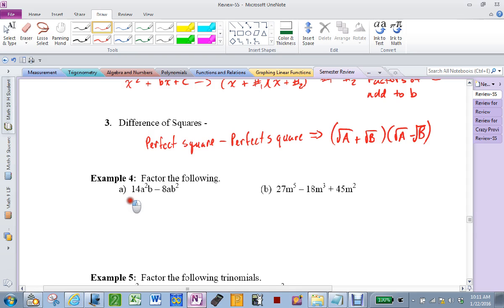4? 2? AB. So the answer is GCF 2AB, and then the quotient, 7A minus 4B.